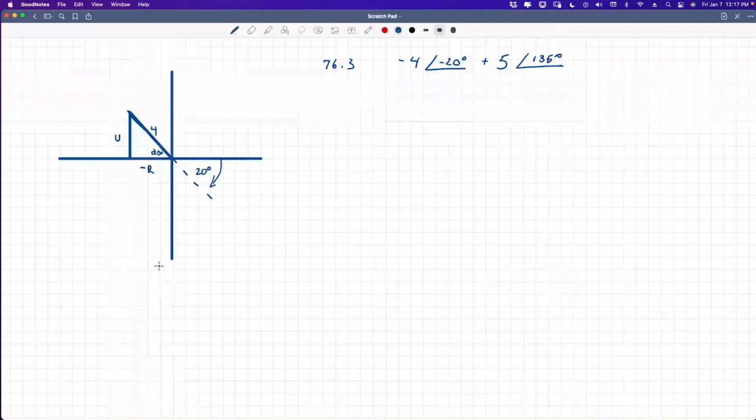So what we are going to do is use the sine of 20 degrees for this, because sine for the u is opposite over hypotenuse. So always write SOH CAH TOA if you can't remember. The sine of 20, the opposite is u, and the hypotenuse is 4. So we're going to multiply everything by 4 to get rid of the denominator. So 4 times the sine of 20 is going to equal u.